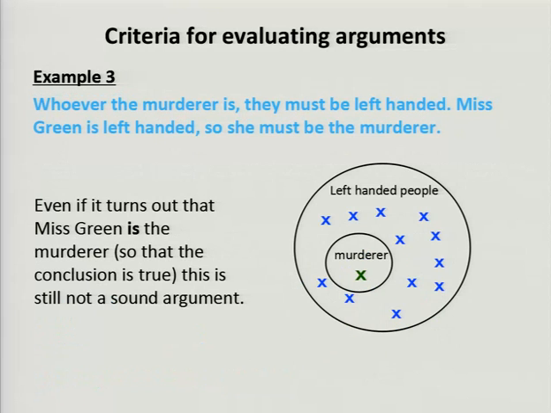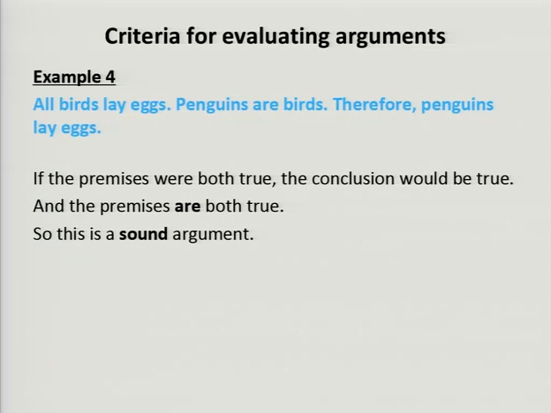And the interesting thing to see about this is that this is not going to be a valid argument, even if it turns out that Miss Green is the murderer. Even if that were the case, we would still not have a good reason for thinking that she was the murderer. We would need additional reasons for saying so. Okay? So that's another way where they can come apart.